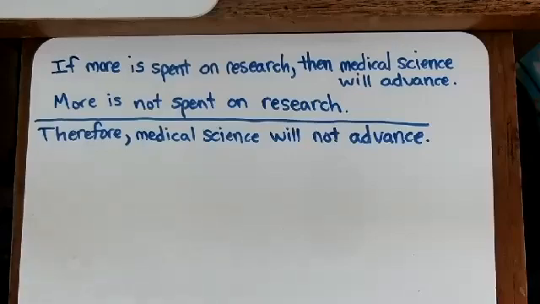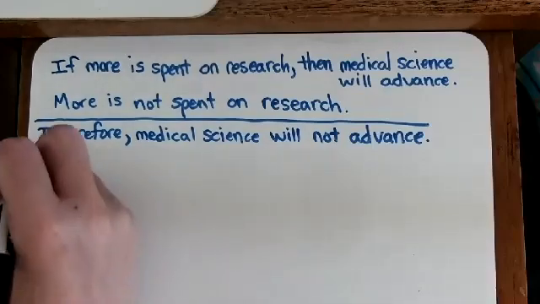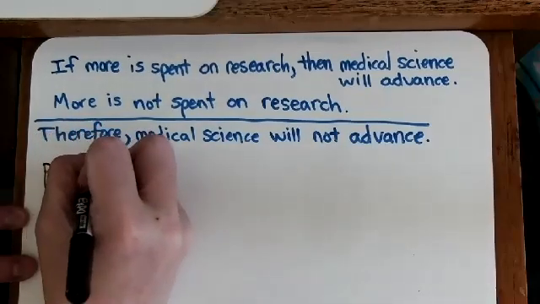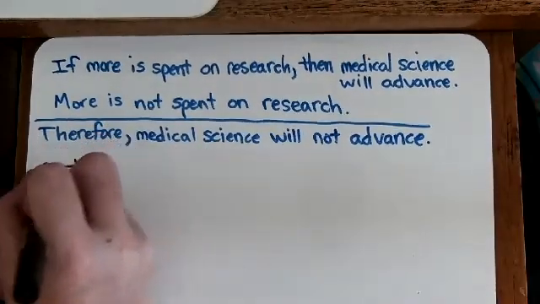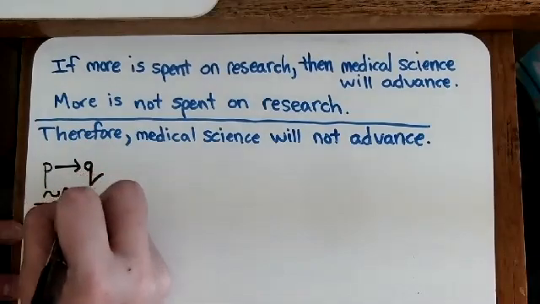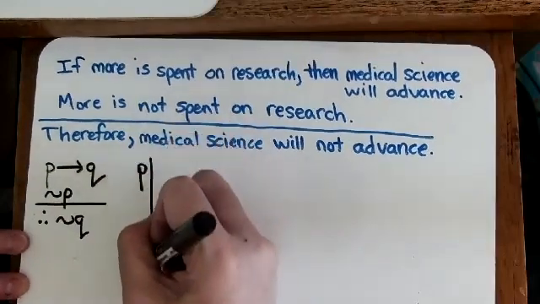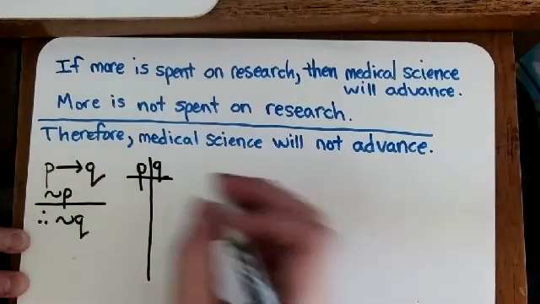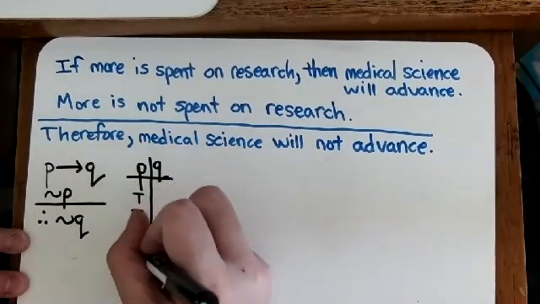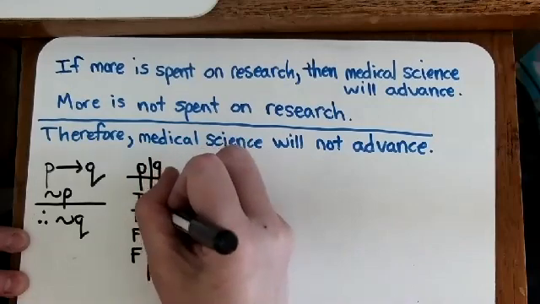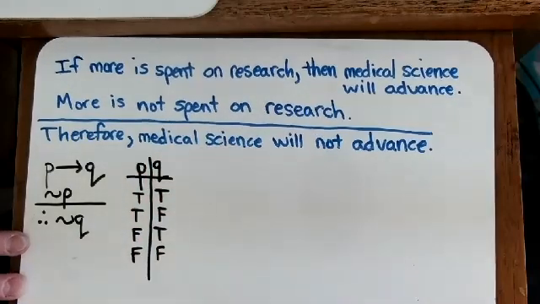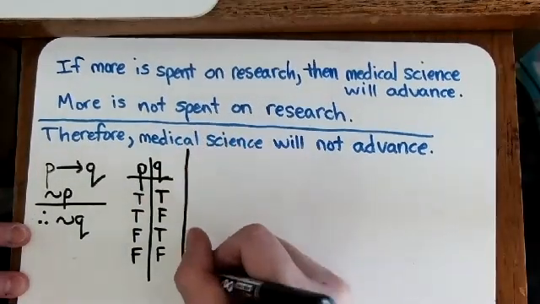If more is spent on research, then medical science will advance. More is not spent on research, therefore medical science will not advance. Let's take a look at this argument symbolically. Here we have if P, then Q, not P, therefore not Q. Let's take a look at this argument in the form of a truth table where P is T, T, F, F, and Q is T, F, T, F.